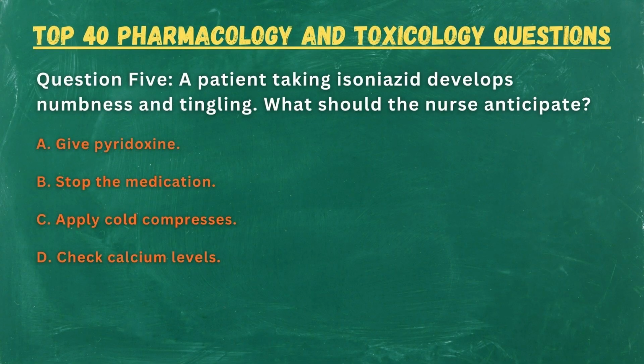Question 5. A patient taking isoniazid develops numbness and tingling. What should the nurse anticipate? A. Give pyridoxine. B. Stop the medication. C. Apply cold compresses. D. Check calcium levels. Answer: A. Give pyridoxine.